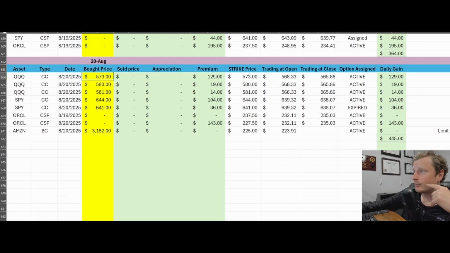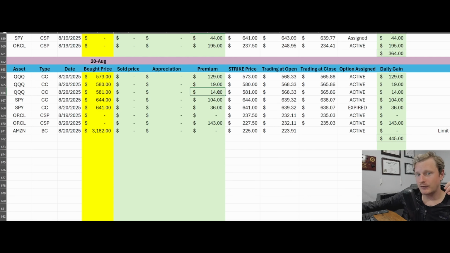For my 573 strike price, I was able to make $129 of premium because I chose an expiration that was 2-3 days away from the current day. The market opened at the 568 today, and then it closed at the 565, which definitely was a red market. And then looking at my other QQQ shares for the 580, I made $19, and the 581, I made $14.